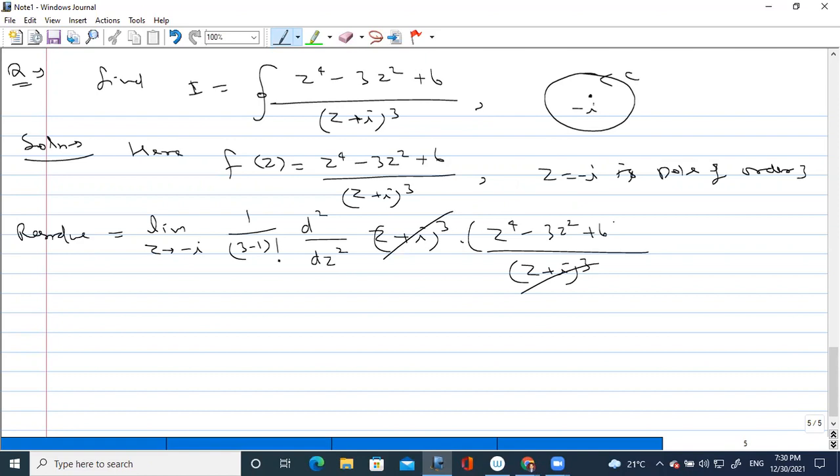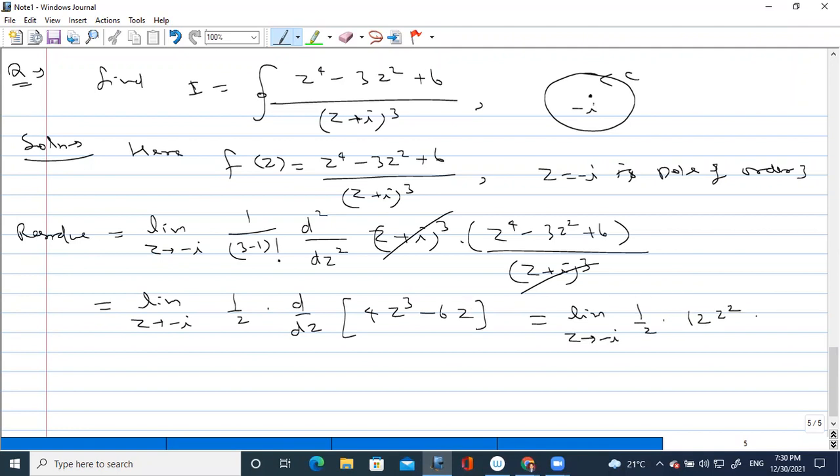Now we have to do double differentiation for this. So it will become limit z tends to minus i of 1 by 2. One differentiation I will do, it will become 4z cube minus 6z. Limit z tends to minus i, 1 by 2. Differentiate it again, it will become 12z square minus 6, and divide by 2. So 6z square minus 3, and put z equal to minus i. It will become minus, because minus i square is also minus. So that will be minus 6, minus 3 now. This will become minus 3. This is minus 9. So like this you can find the residue.